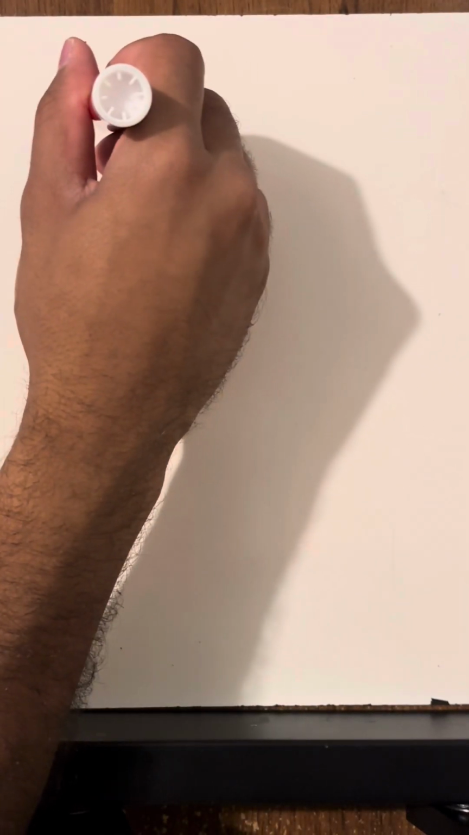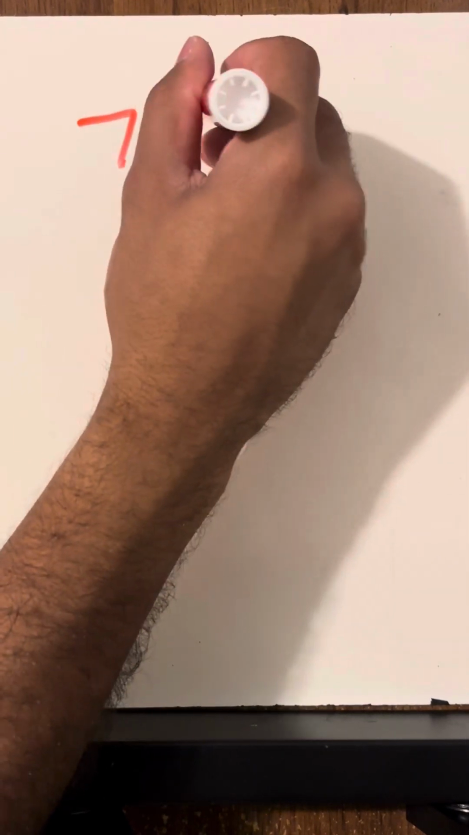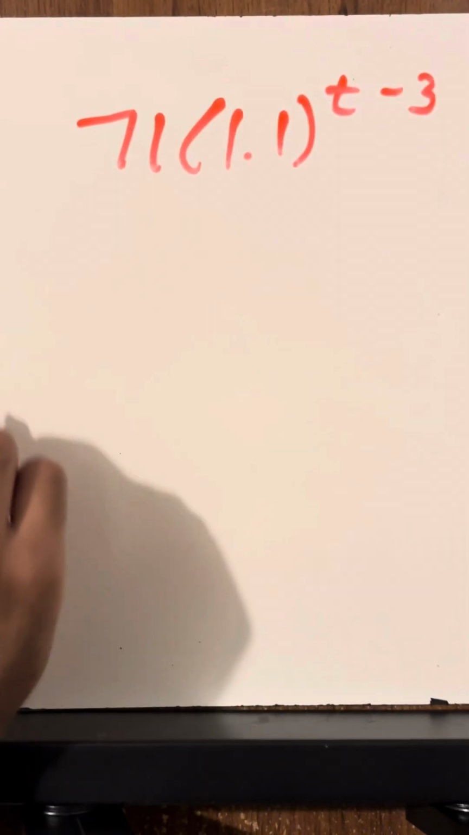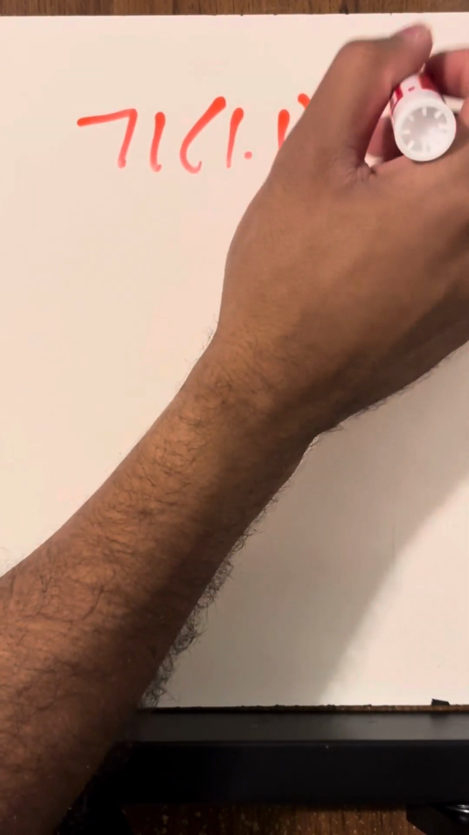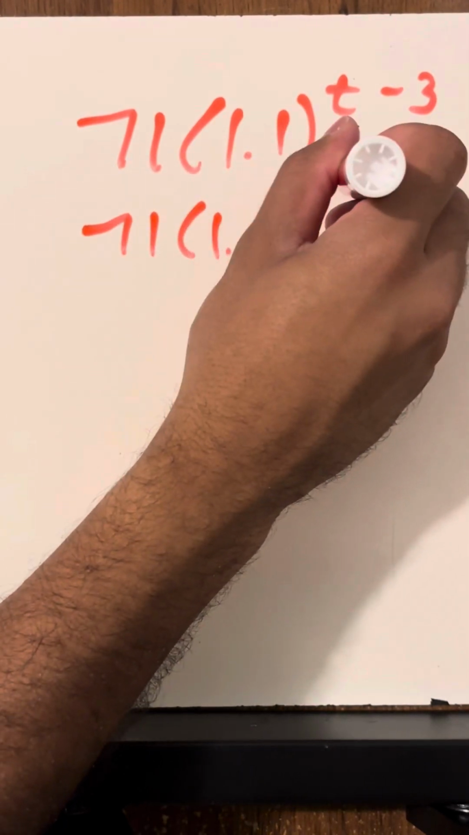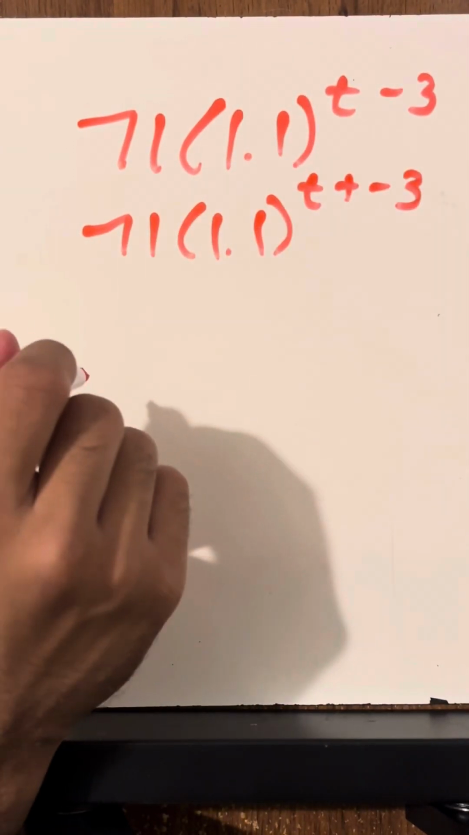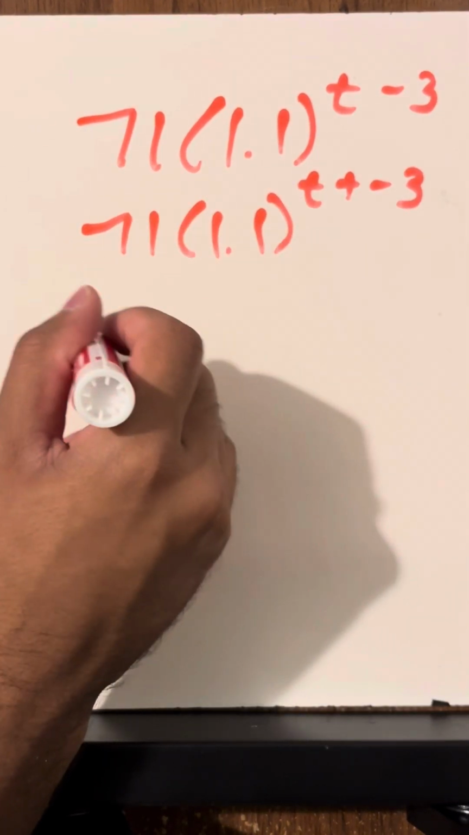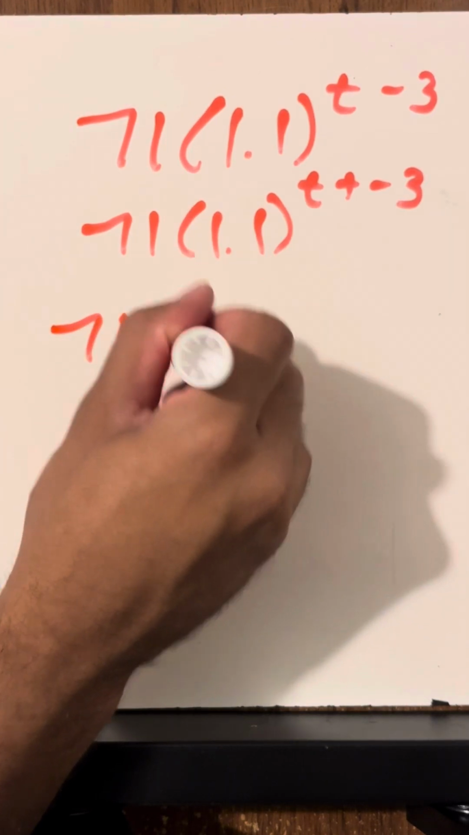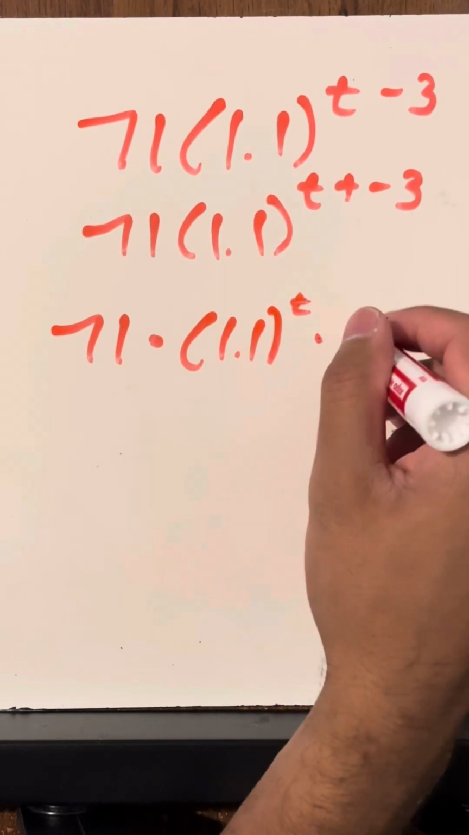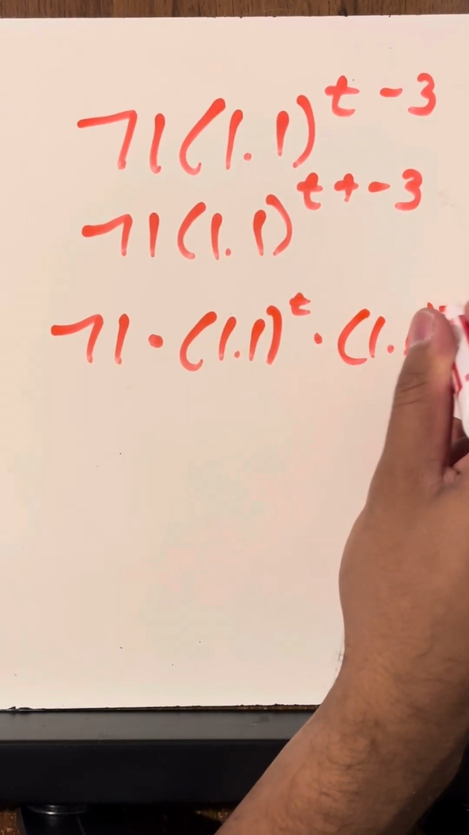In the next question, we will see something like 71 times 1.1 to the t minus 3. Right away, instead of writing it as t minus 3, let's say that it is t plus negative 3. The rule that allows us to add exponents is when we multiply the base and the exponent attached to it. So 71 times 1.1 to the t times 1.1 to the negative 3.